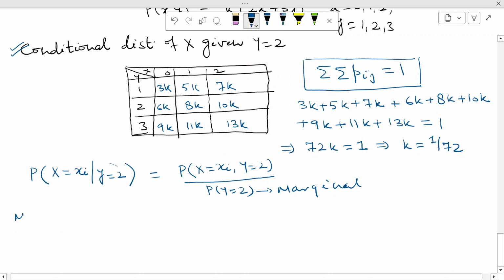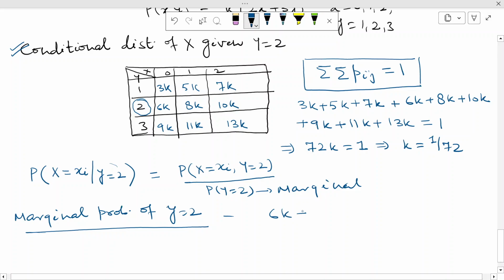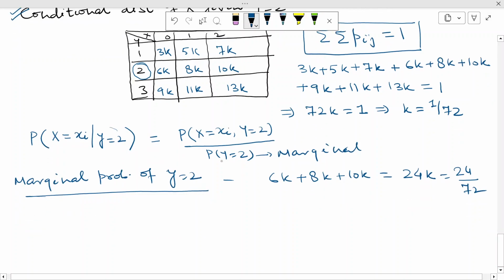The marginal probability of y equals 2 is, now you can see that this y equals 2 is given here, and the probabilities corresponding to this are 6k plus 8k plus 10k. So this is coming out as 24k, and if you put the value of k, this should be 24 over 72. Now we will change the value of xi one by one.